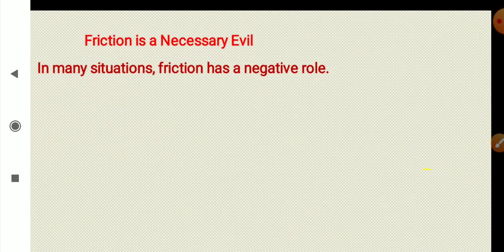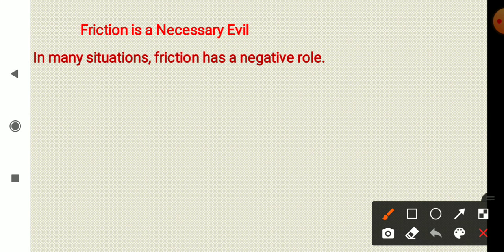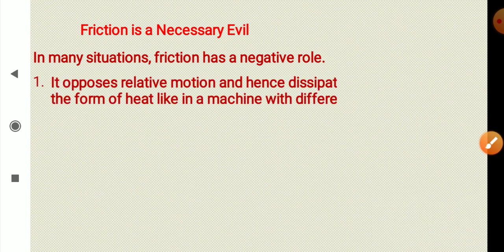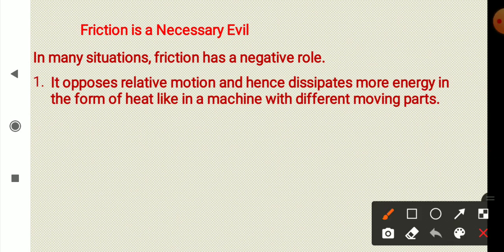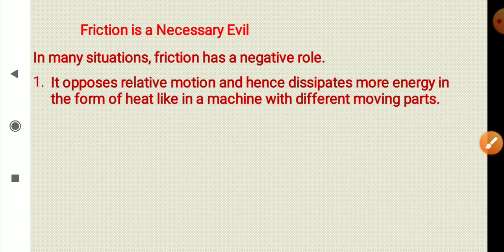Now, friction is a necessary evil. See, without friction you cannot do anything, like you cannot take a turn on a road without friction. But in many situations it has a negative role also, like the tires of your car wear and tear. So it opposes relative motion and hence dissipates more energy in the form of heat, like in machines with different moving parts.